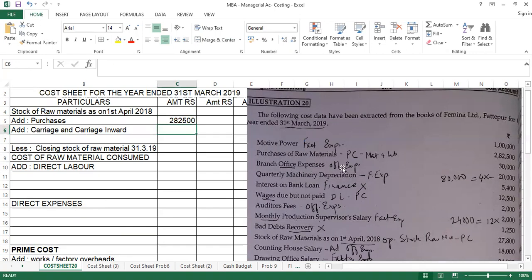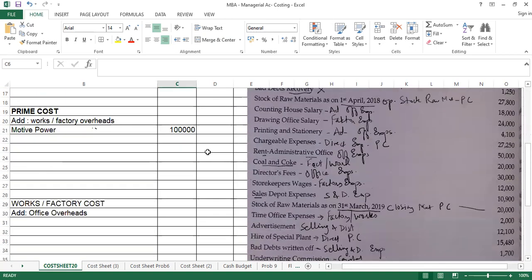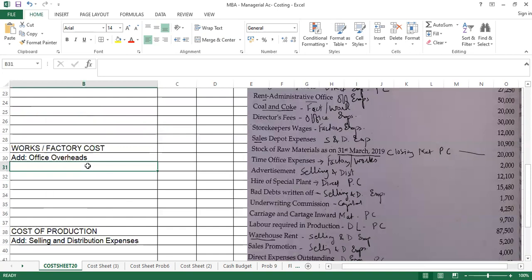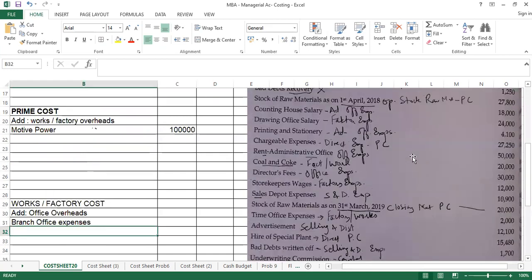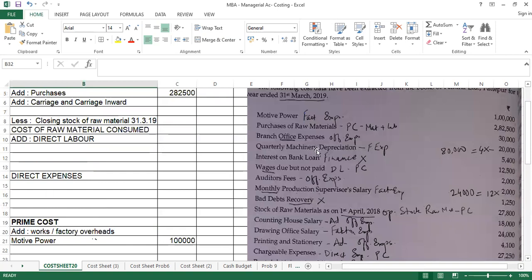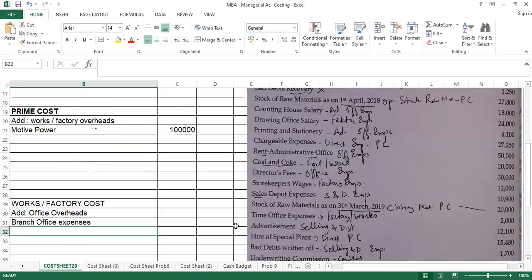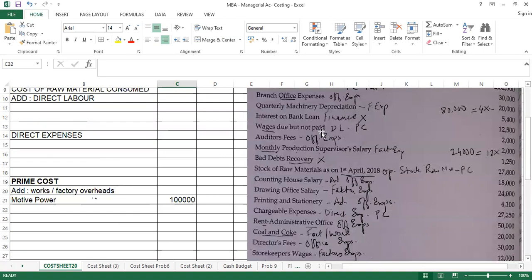Next, branch office expenses, for office expenses, the third item. So branch office expenses will go to office expenses over here. The amount is how much? Branch office expenses, 30,000. Very good. So branch office expenses in the column, 30,000. Next, after branch expenses, what do we have?